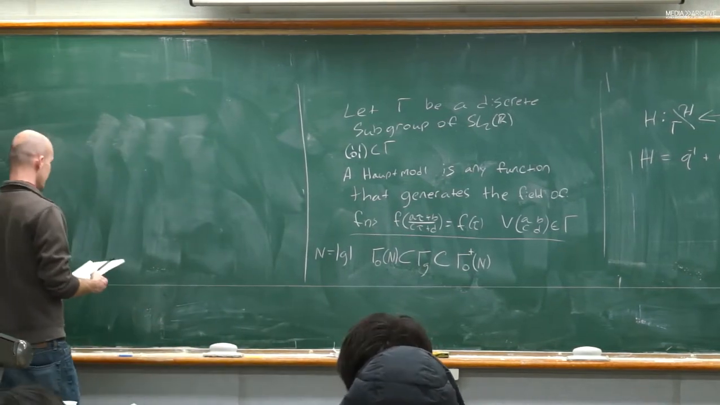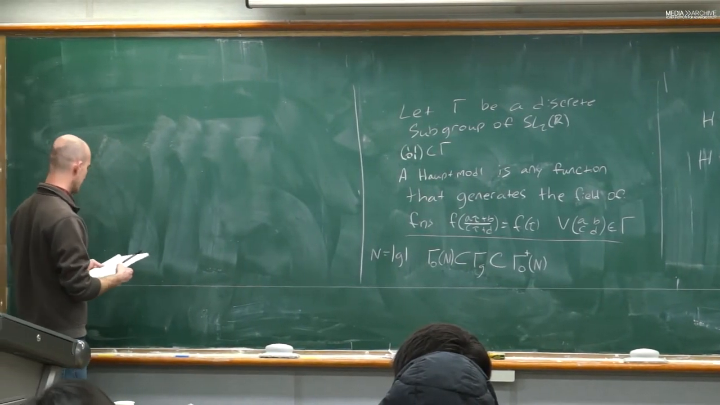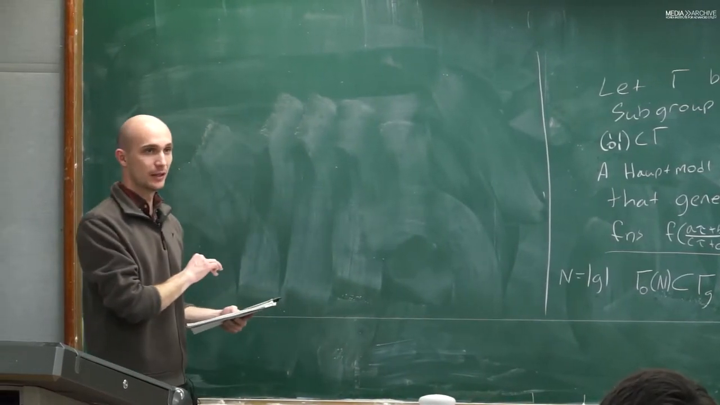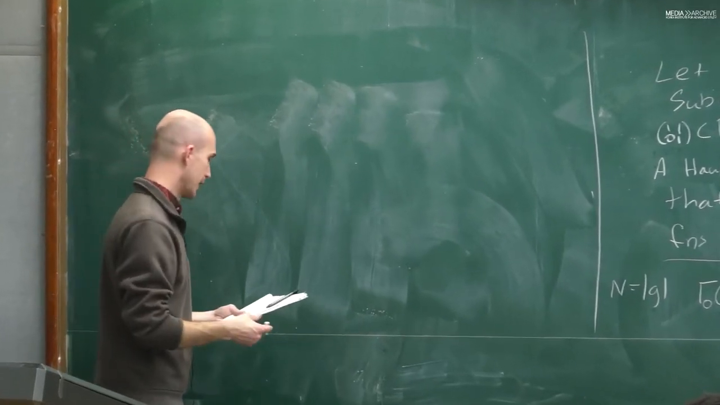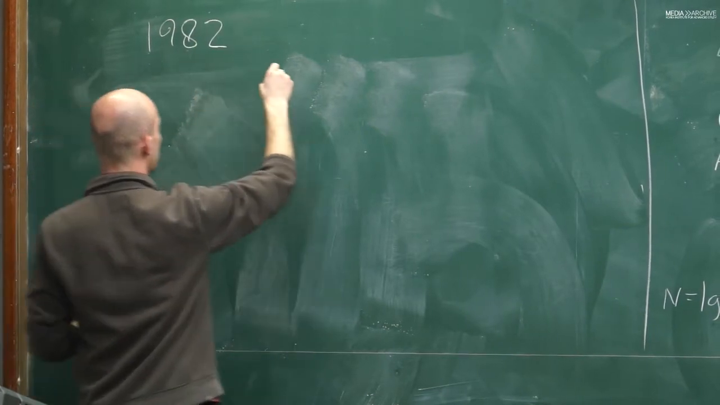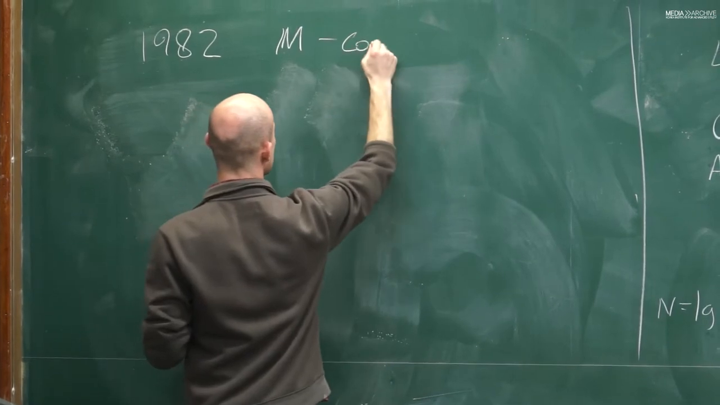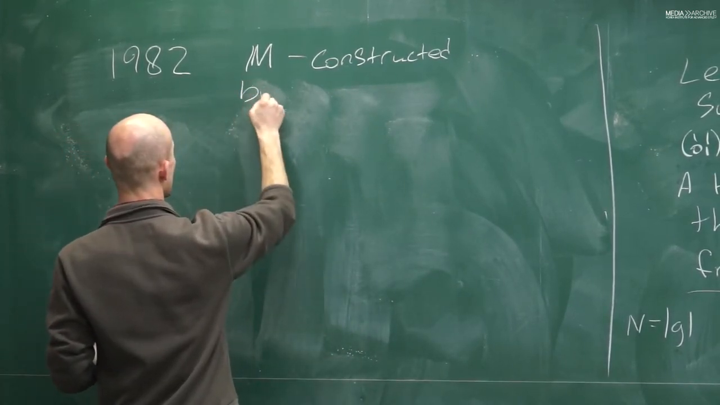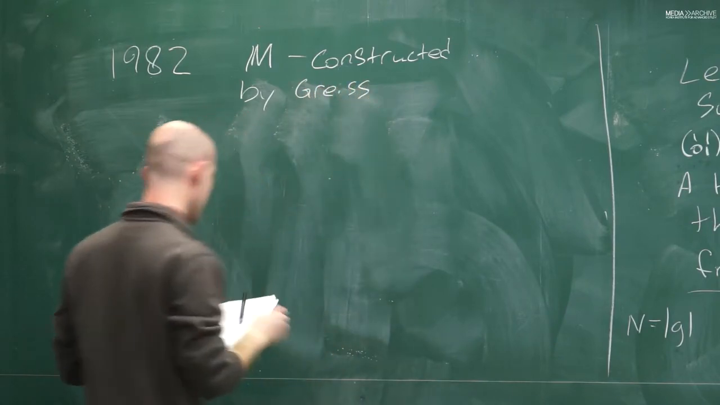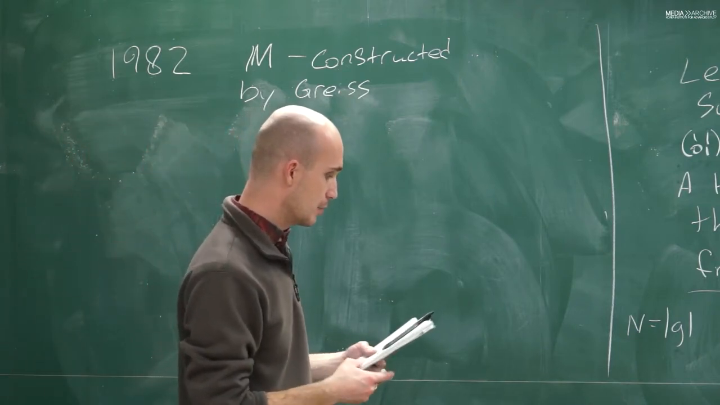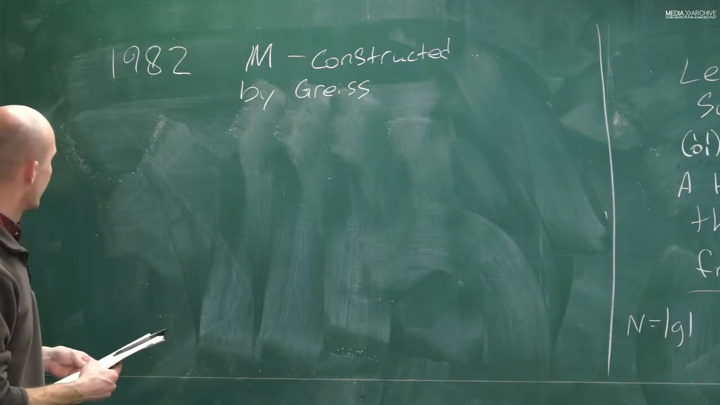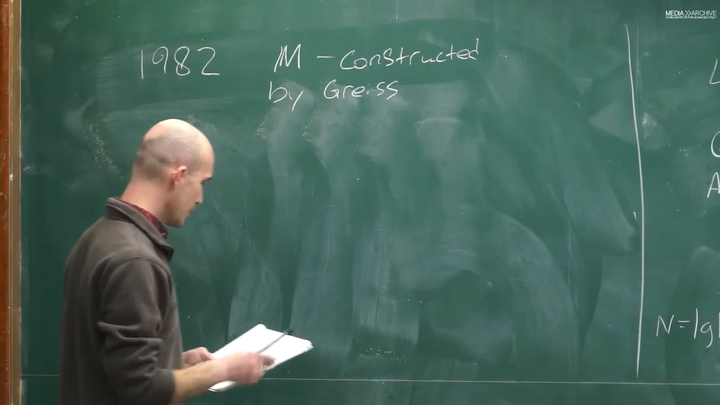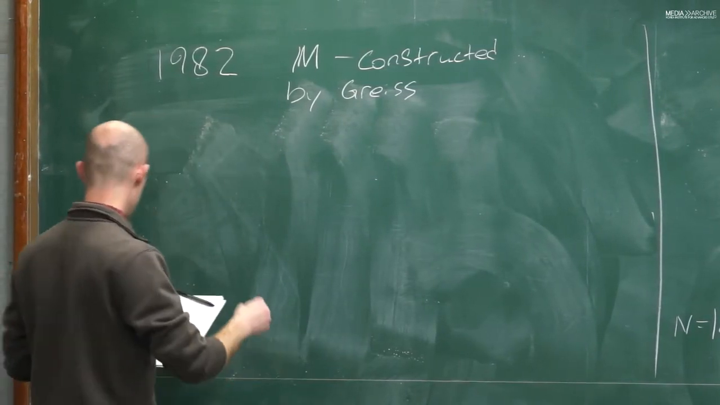Okay, so let's see. That was monstrous moonshine, and that was all conjectured. Again, the monster group had not even been constructed at this point, or even proven to exist, when Conway and Norton put forward that conjecture in 1982. The monster was finally constructed by Griess. He constructed it by hand as an automorphism of a commutative but non-associative algebra of dimension 196884. This was a very difficult, detailed construction that Griess gave for the monster group. So that happened in 1982.